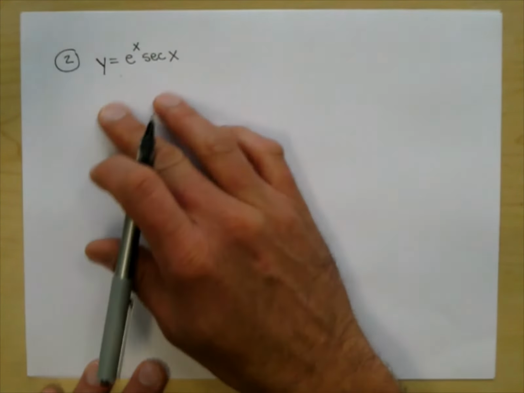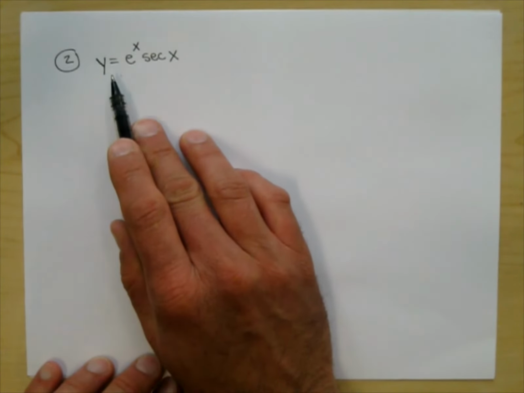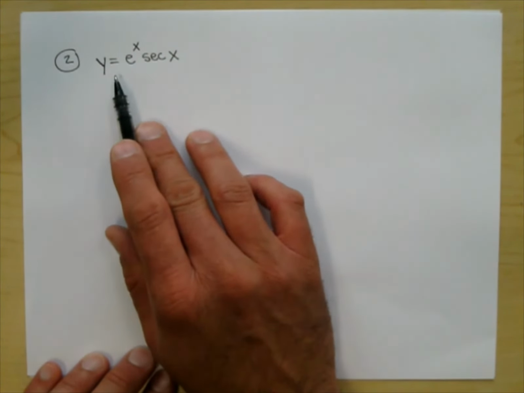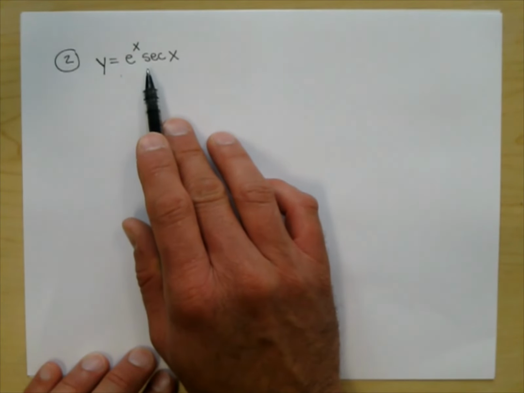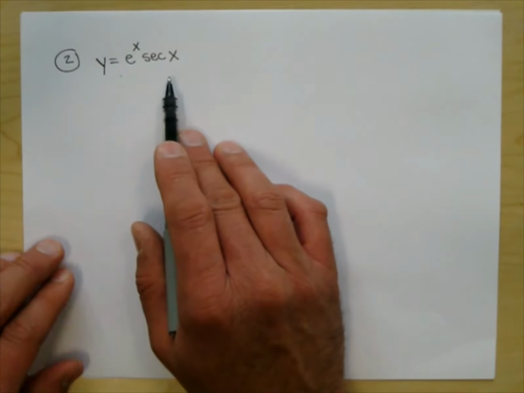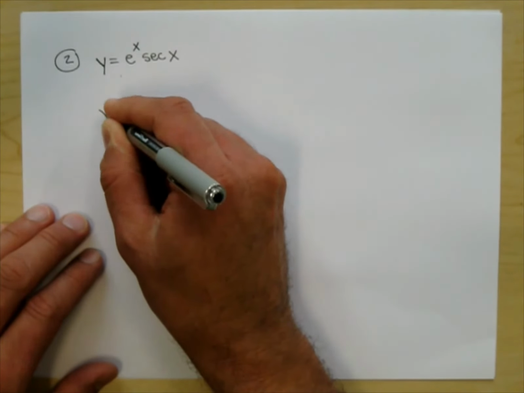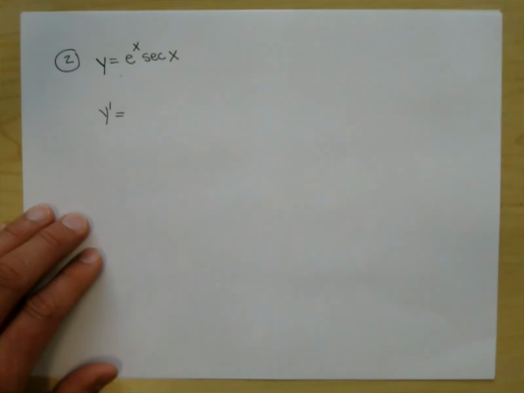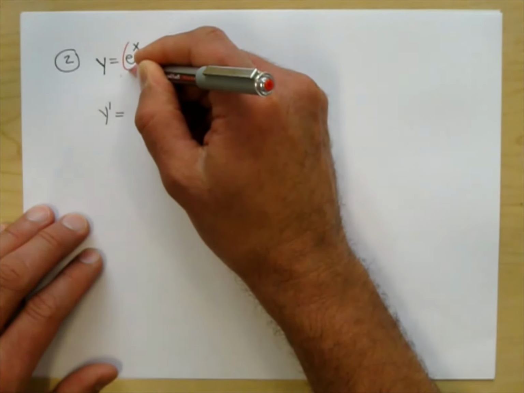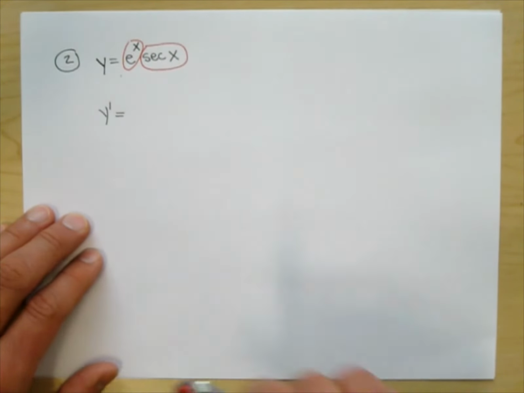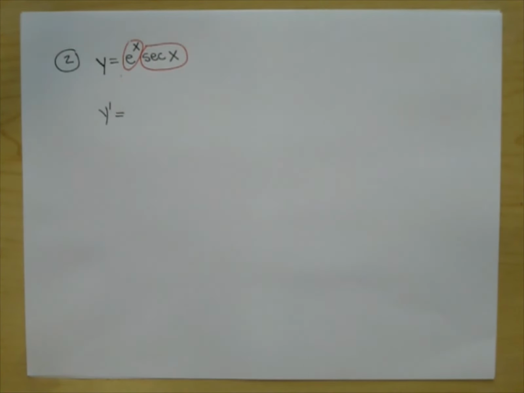So we have to take the derivative of this function. The function is e to the x secant x. Okay, so it looks like it's going to be another product rule. Here's the first. Here's the second. And we'll do it just like we did the other problem.